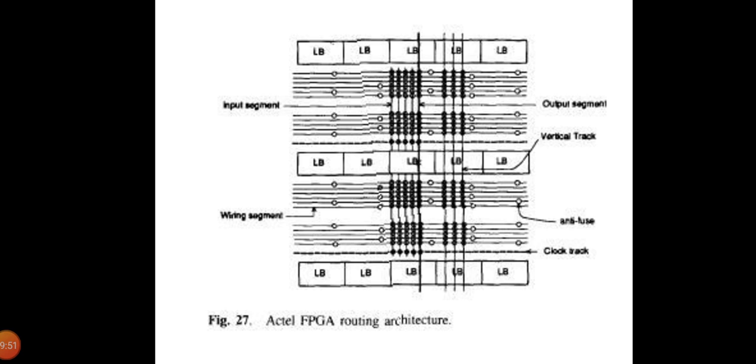4 logic module inputs are available to the channel below the logic module and 4 inputs to the channel above the logic module. Thus, 8 vertical tracks per logic module are available for inputs, 4 from the logic module above the channel and 4 from the logic module below the channel. So, these connections are the input stubs.